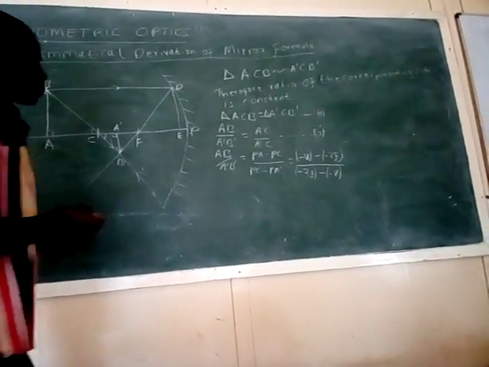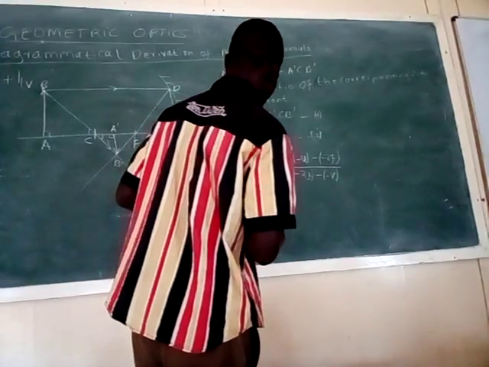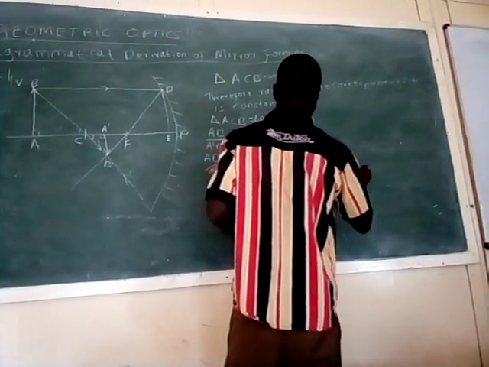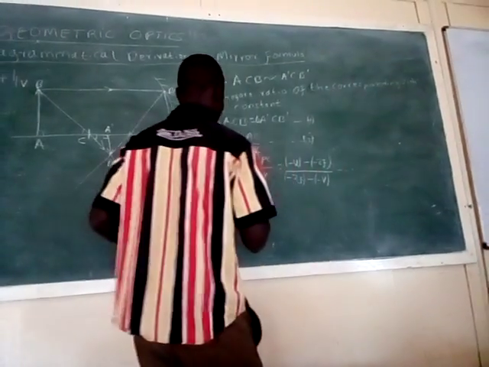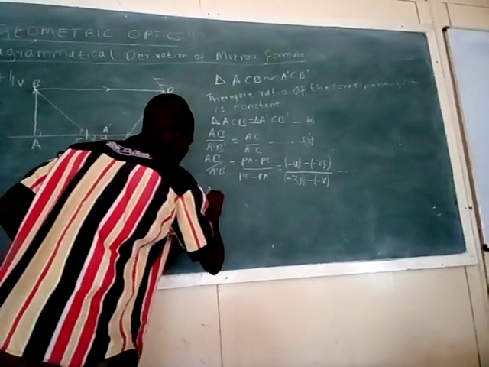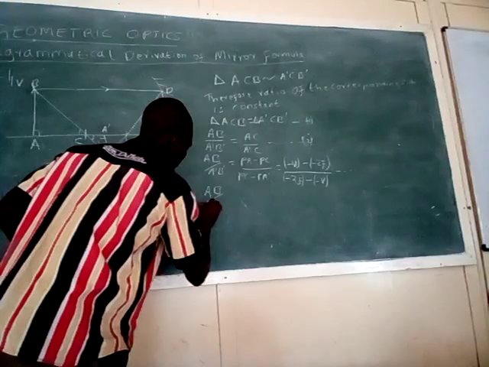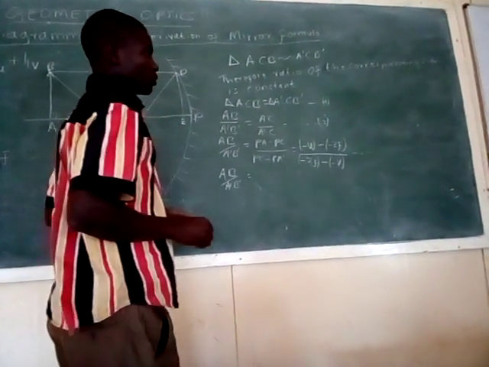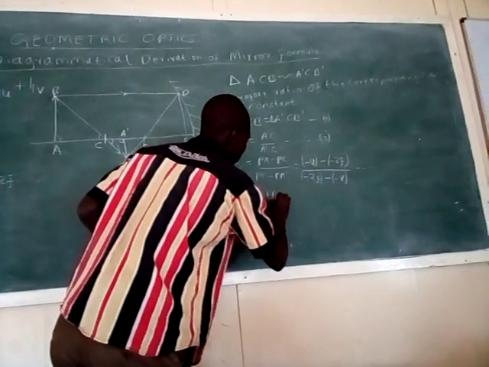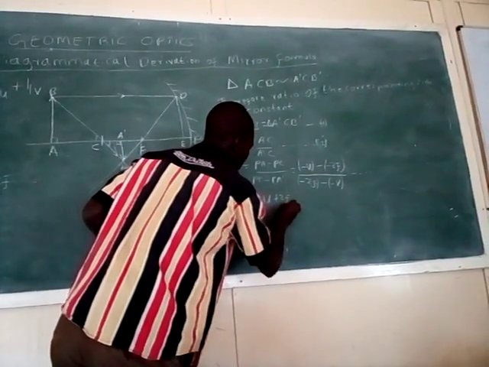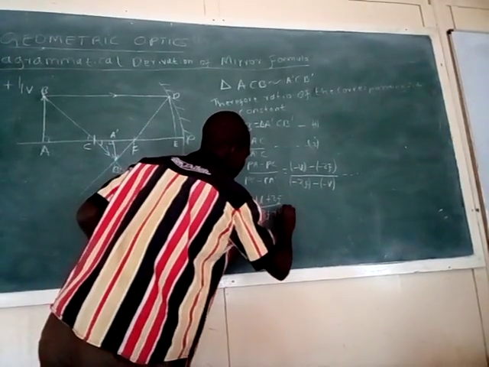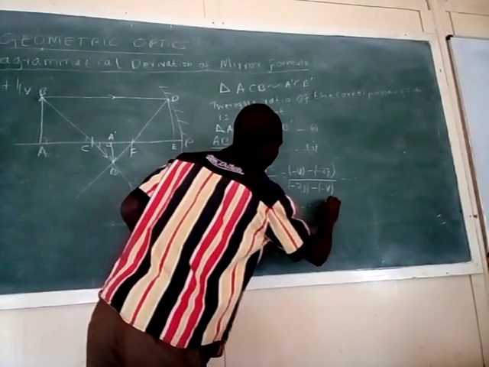Let's summarize: now we have AB over A prime B prime is equal to negative U plus 2F over negative 2F plus B. So this is done.